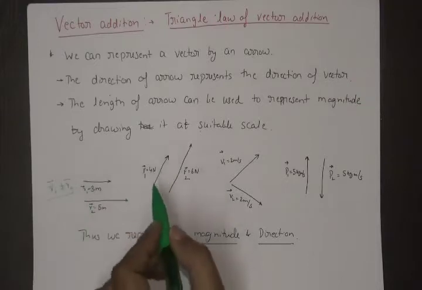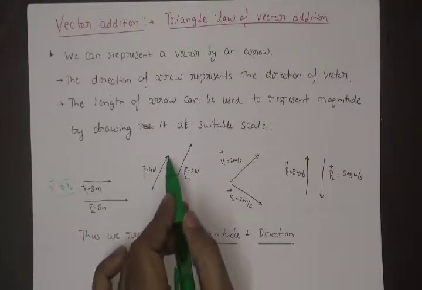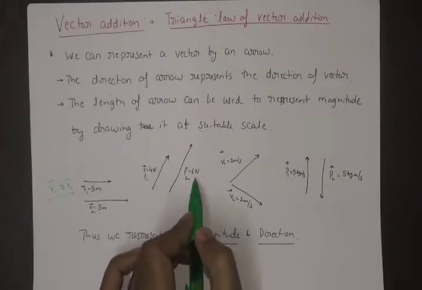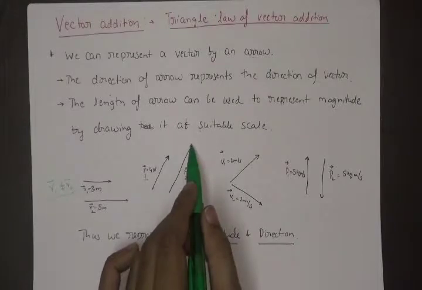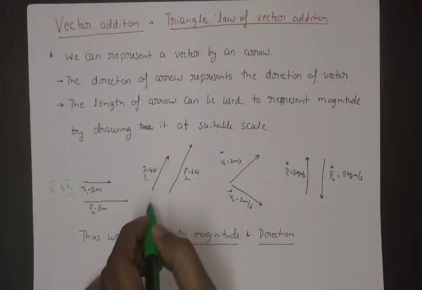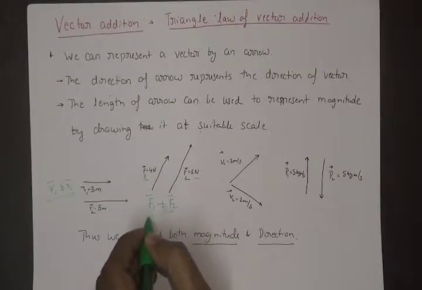Similarly, a force of 4 Newton acting in this direction is represented by F1 vector, and a force of 6 Newton acting in the same direction is represented by an arrow which is of greater length. Definitely F1 vector is not equal to F2 vector. Why? Because they have different magnitudes.